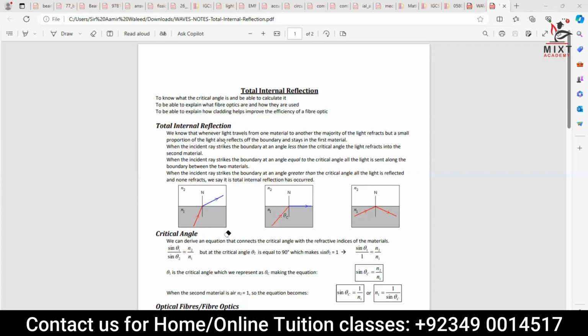But in total internal reflection, there will only be reflection and no more refraction. Total reflection. So all the light comes back into the same medium. This is what happens in total internal reflection. Inshallah, we will continue this tomorrow.